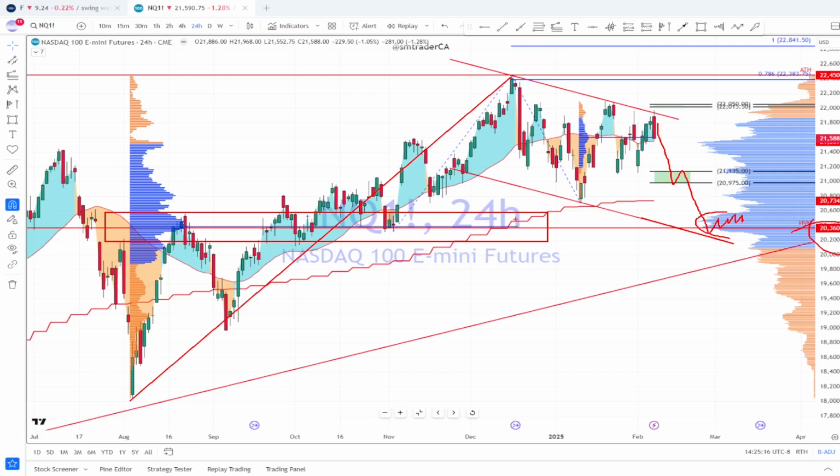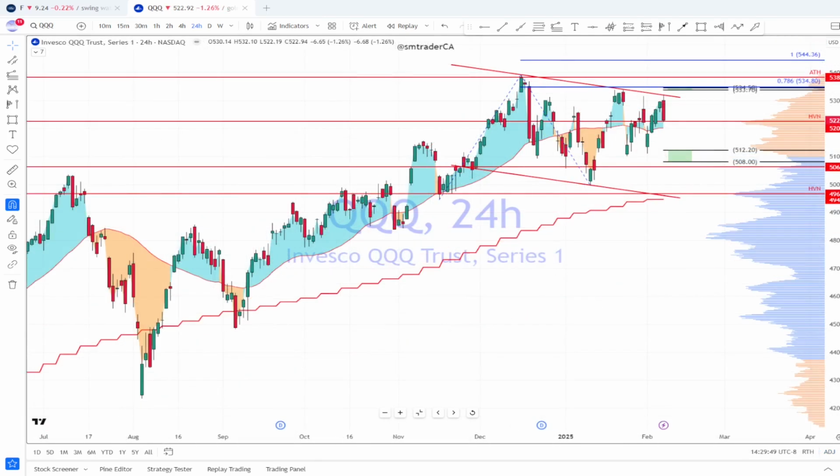So we need to see would it be able to hold above this level if it's starting to move down and dip below the lower range for the coming week. And finally, for the QQQ, the market is pricing in the upper range to be between 534.50 and 533.70. And the lower range is between 512.20 and 508.